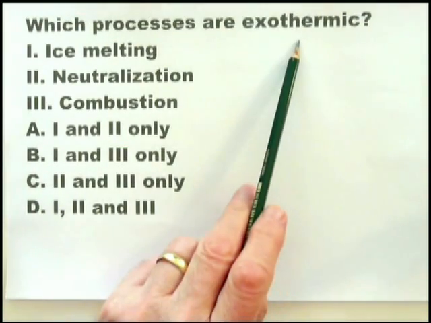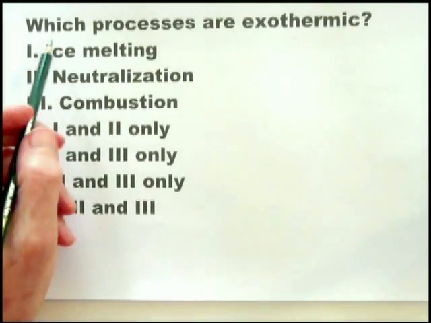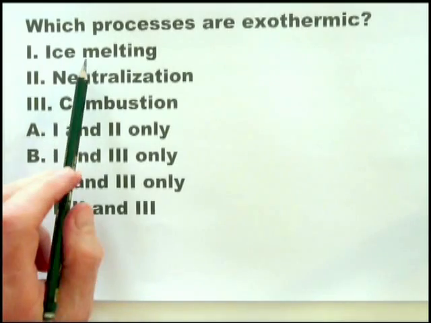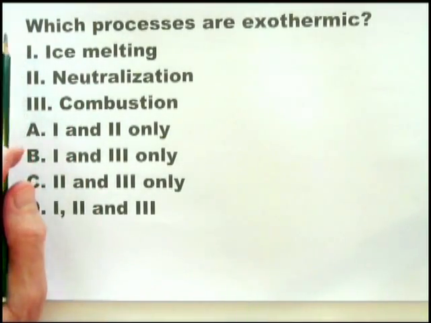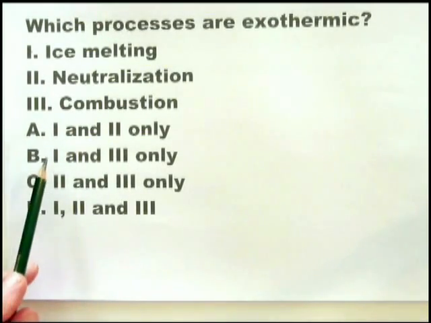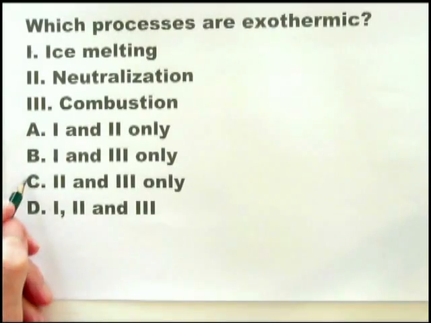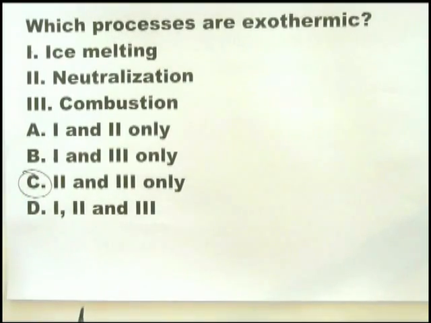Okay, so the word is exothermic, and we know exothermic means heat is given out. You only have to look at ice melting and you know heat is not given out when ice melts. Heat is taken in. So immediately you can say 1 is wrong. Every answer with 1 in it is wrong. A is wrong, B is wrong, D is wrong. Lo and behold, C is the only one that doesn't have ice melting. So it must be right.